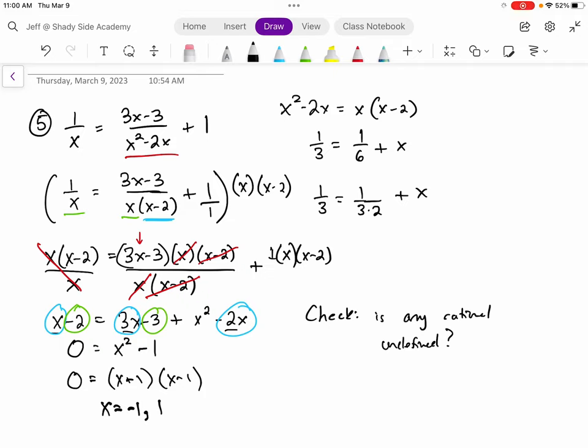They won't be 0. If I check -1, I'll get 1 over -1 equals -3 minus 3 over 1 plus 2 plus 1. Now, those aren't 0. And if I check +1, I'm going to get 1 over 1 equals 0 over 1 minus 2 plus 1. So they both will work.